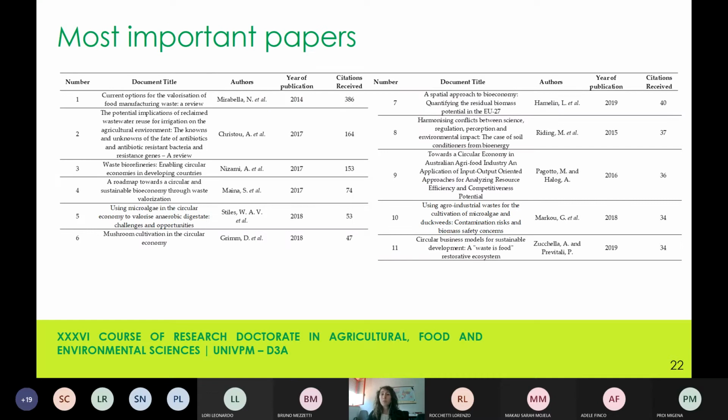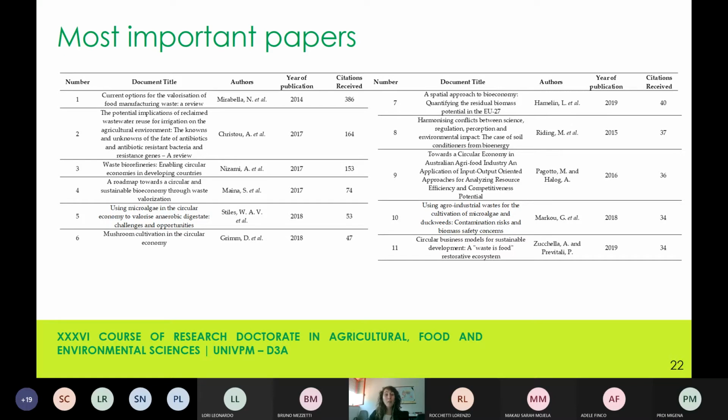In terms of most important papers, the top one is an Italian paper, and it is also from 2014. So even before the start of the Circular Economy Action Plan, we already had some publications that referred to the necessity to reuse this kind of waste in a circular approach. It is in particular by Mirabella and collaborators on the valorization of wastes from different origins: fruit, vegetables, meat, miscellaneous, etc.